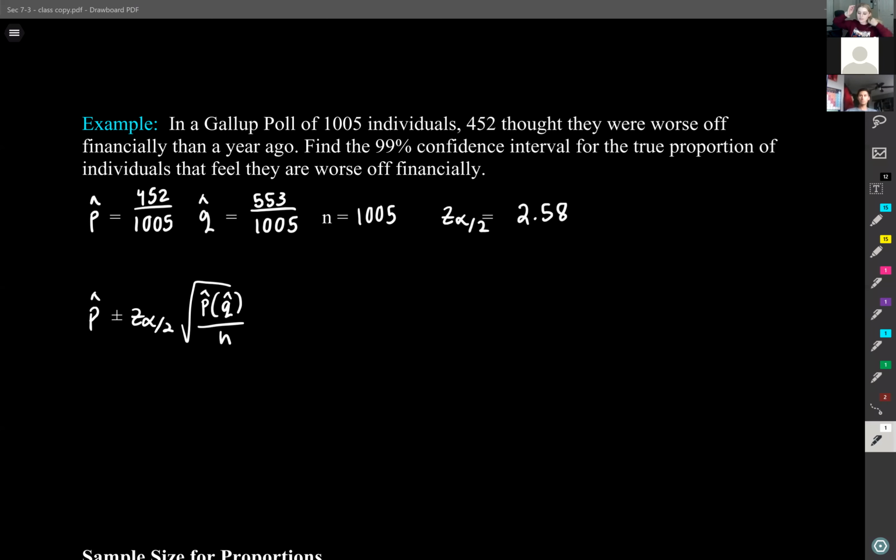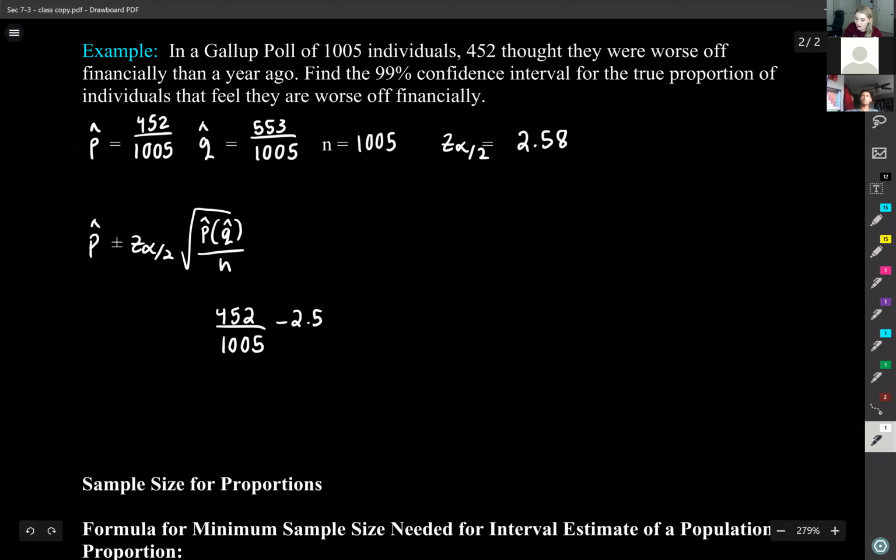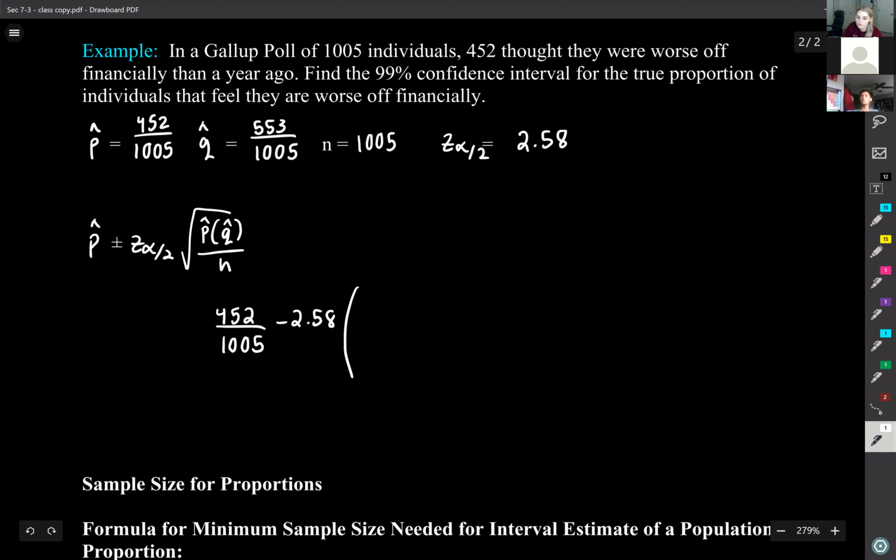All right, so I did get some answers, so I'm going to go ahead and at least start writing what this should look like. It should look like 452 over 1,005 minus 2.58 times, this is where my stuff's going to get a little messy because I used fractions, 452 over 1,005 times 553 over 1,005, over 1,005.